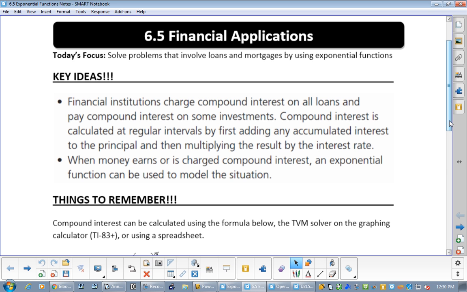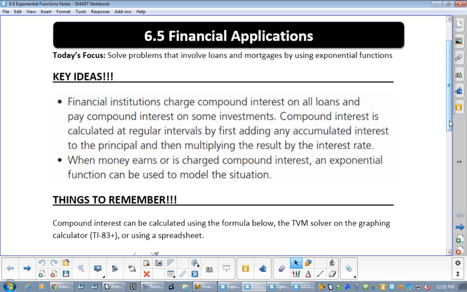Okay, financial applications. Now, most of you have heard of compound interest. The way compound interest works is if you had $100 at 10% interest, at the end of the year you'll have $110. The next year, that 10% will be on your $110. So it's compounding. If you do not take your money out, you'll make interest on your interest. So that's what this exponential thing is, right?